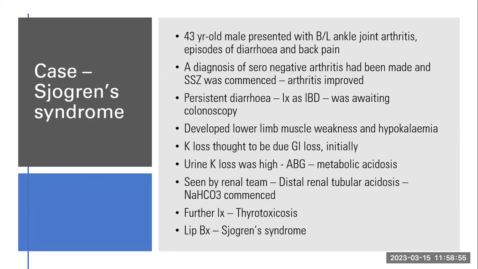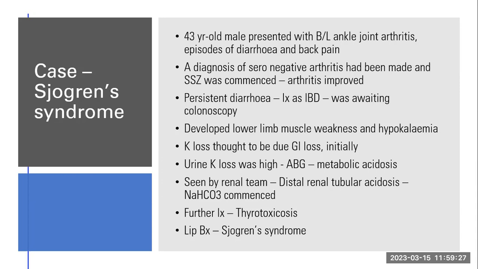So we thought initially, okay, fine, the patient is having diarrhea, so probably this is due to GI loss. But that was soon after my MD, so we were so fond of potassium metabolism. So I did a urine potassium, and it was high. Then we did an ABG that showed metabolic acidosis. Then he was referred to the renal team, and a diagnosis of distal renal tubular acidosis was made, and sodium bicarbonate treatment was commenced. Then, further investigating the cause of diarrhea, we found the patient had thyrotoxicosis.